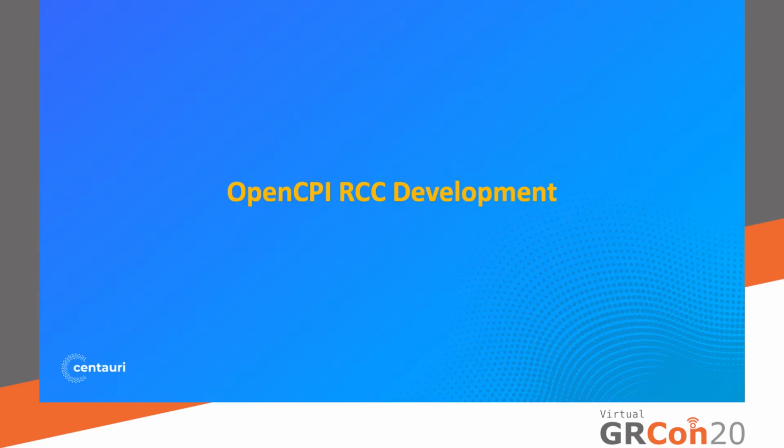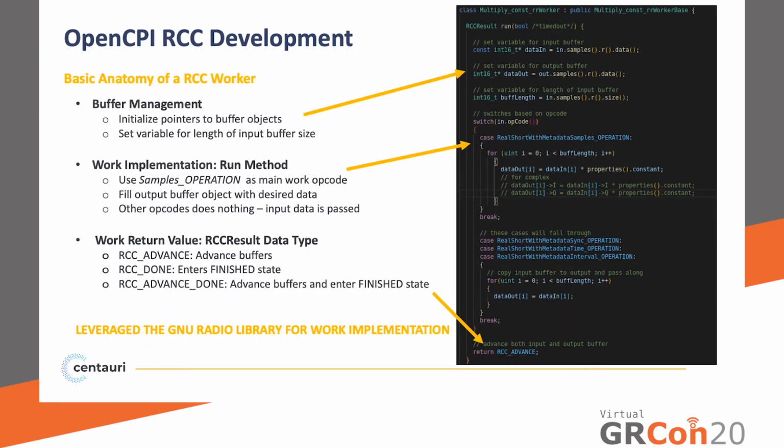Next, I will highlight the RCC development for our case study. Here is the basic anatomy of an RCC worker, which consists of three main elements: buffer management, the work implementation, which is the run method of the RCC worker, and finally the work return value, which is an RCC result data type. For buffer management, we initialize a pointer to the buffer object associated with each interface. Each buffer object has several methods associated with it. In this case, we're using the size method to attain the buffer size of the input buffer to be used during the work implementation.